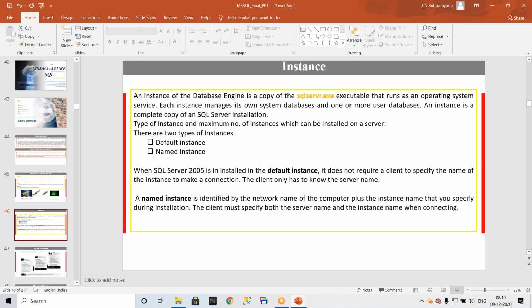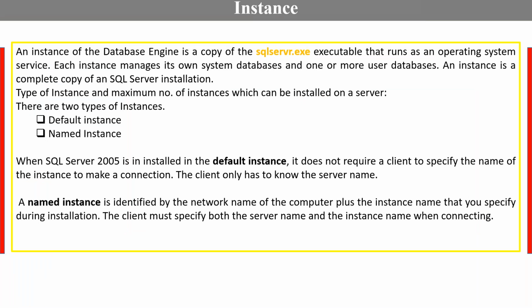So an instance is nothing but a copy, sir, a copy of your database engine, that is sqlservr.exe. An instance is a complete copy of a SQL Server installation, whatever installation you are performing. We can create two types of instance: one is a default instance, one is a named instance. The maximum number is 50.